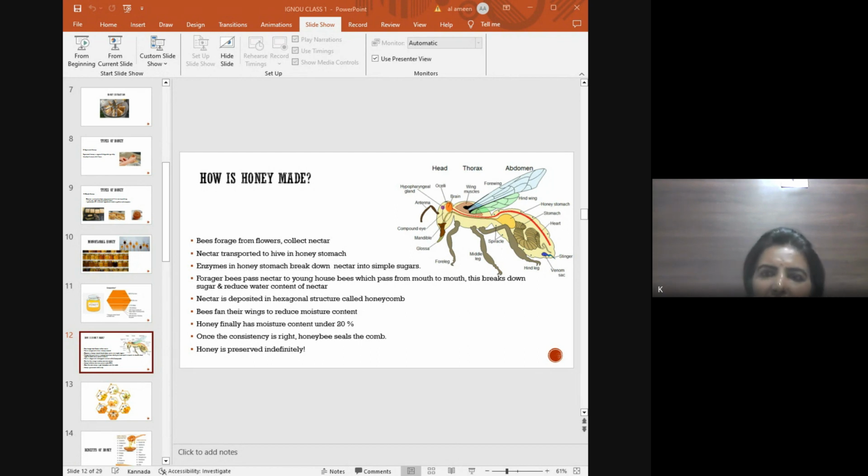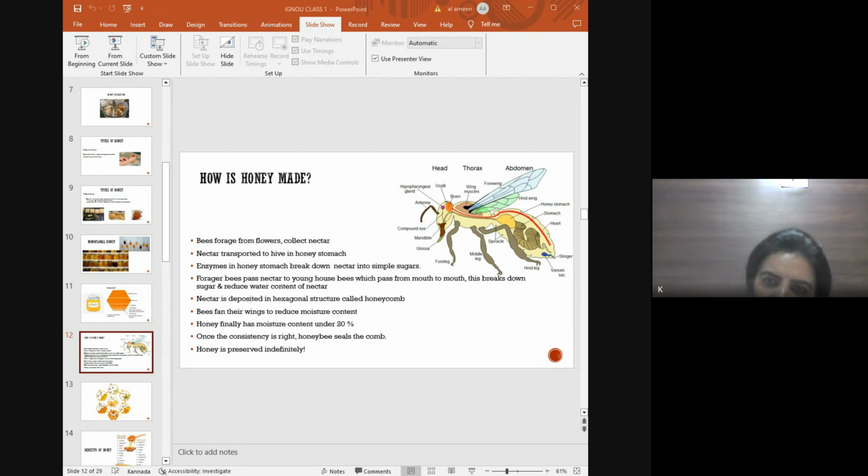So finally, when it gets the right consistency, it is like cooking. The women of the house, when they cook, they know when it is the right consistency. Then they bottle it, or maybe ghee is made. Similarly, when honey gets the right consistency, it is sealed. The hexagonal cells are sealed with wax, and it is kept for further use. This way honey is preserved forever. It will never get spoiled.